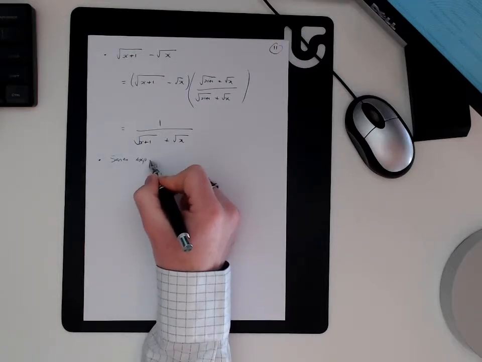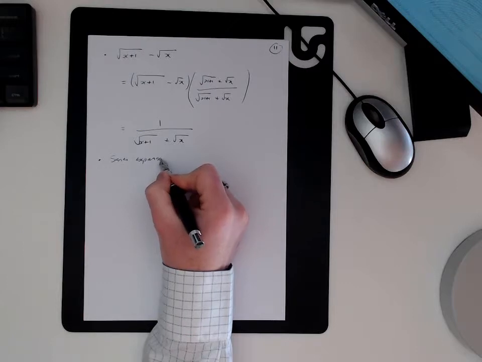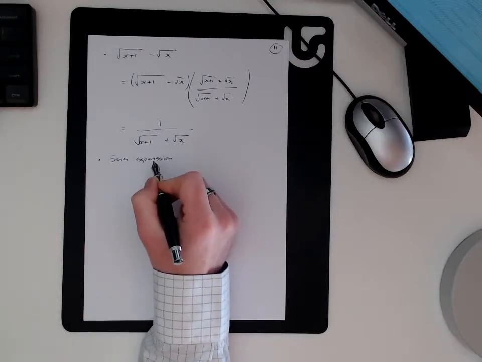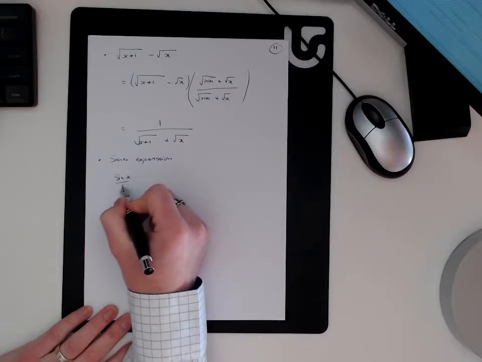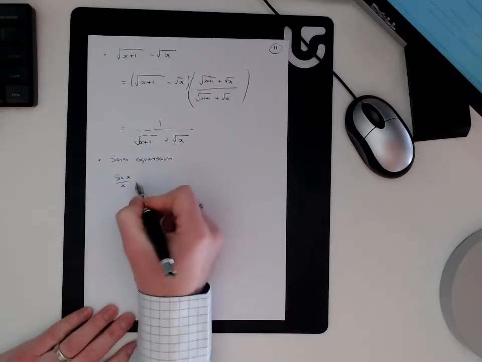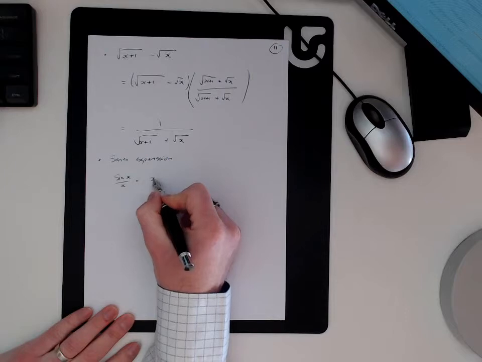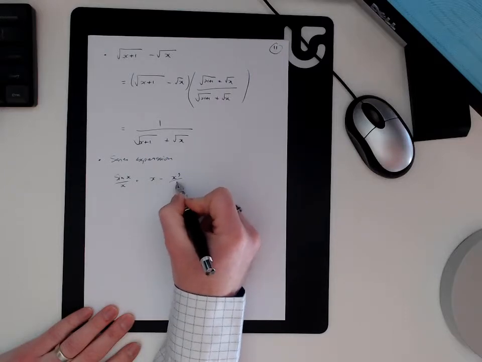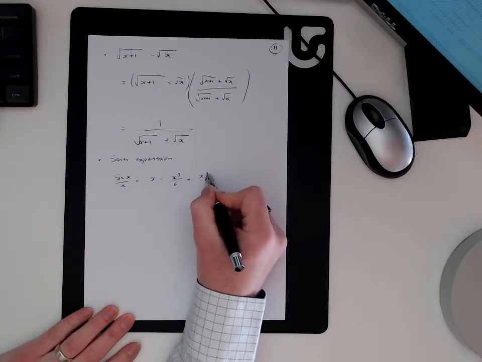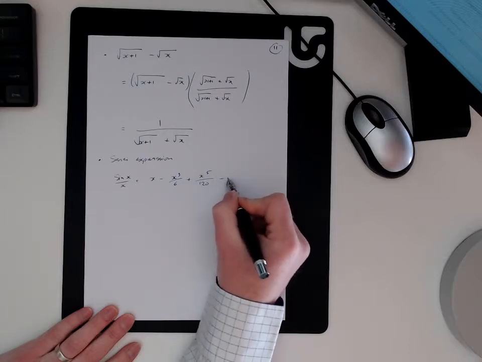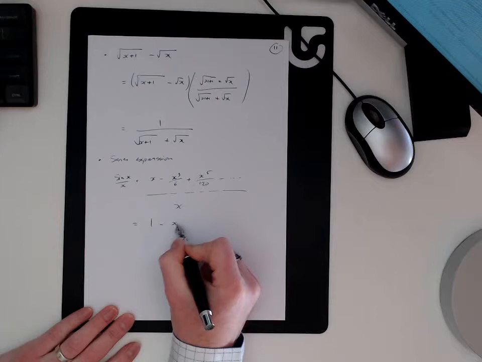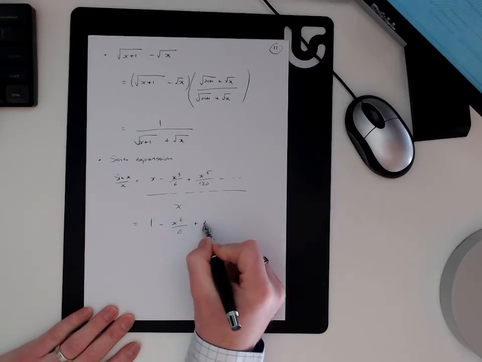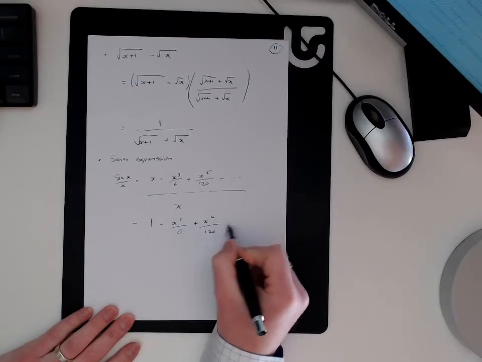And this is something that's used very often. In fact, you'll find some expansions hard-coded into certain code. So let's say you want to calculate sine x over x when x is very small. Well, this is x minus x cubed over 6 plus x^5 over 120 minus, etc., divided by x. And this is 1 minus x squared over 6 plus x^4 over 120 minus so on.